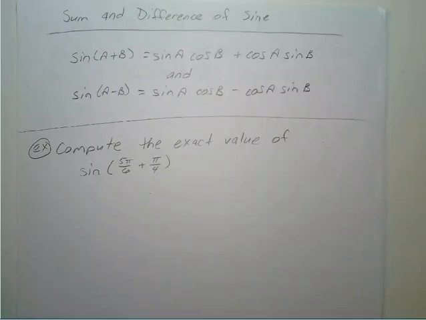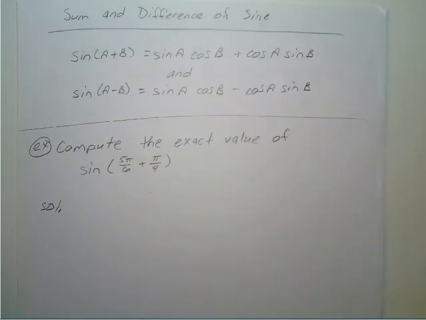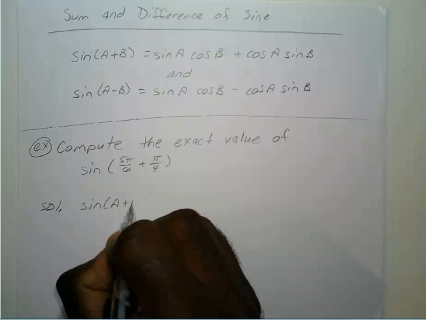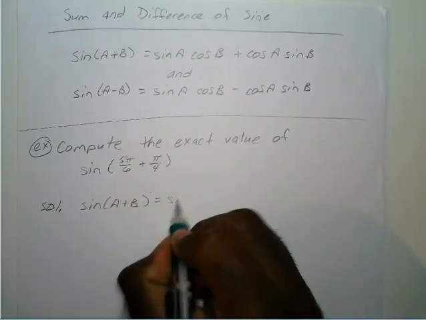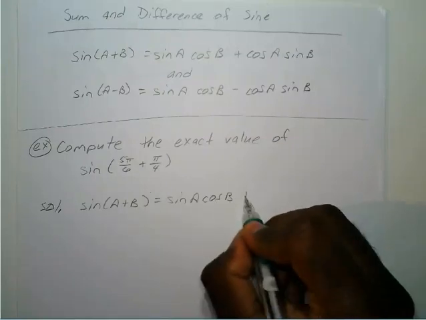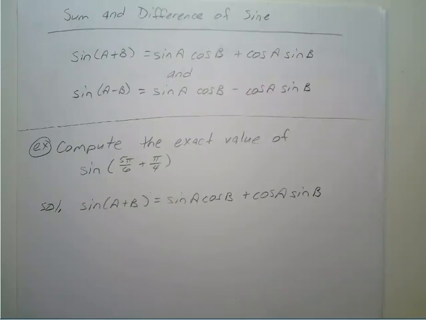All right, so let's get started on our first example. What if we want to compute the exact value of sine of 5 pi over 6 plus pi over 4? Okay, so when it's all separated like that for you, we know we're going to use sine of a plus b equals sine of a times cosine of b plus cosine of a times sine of b.